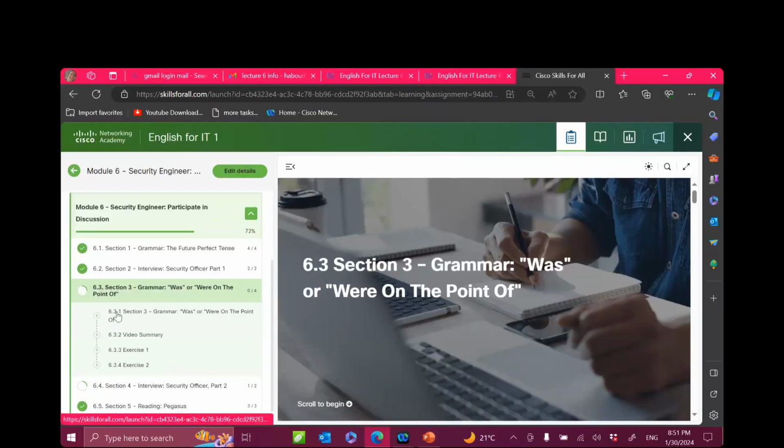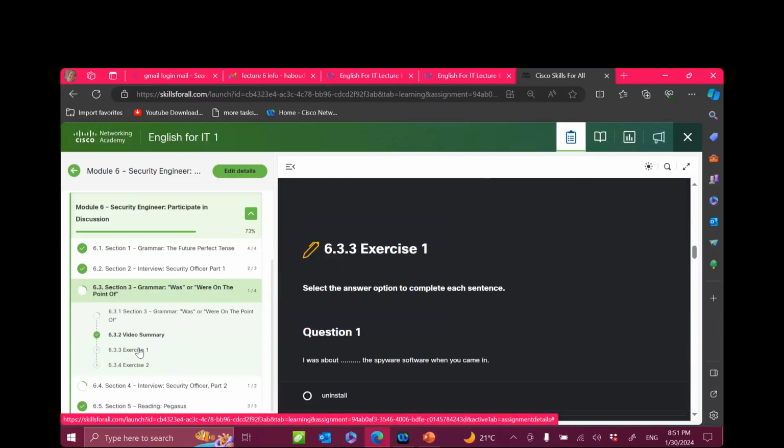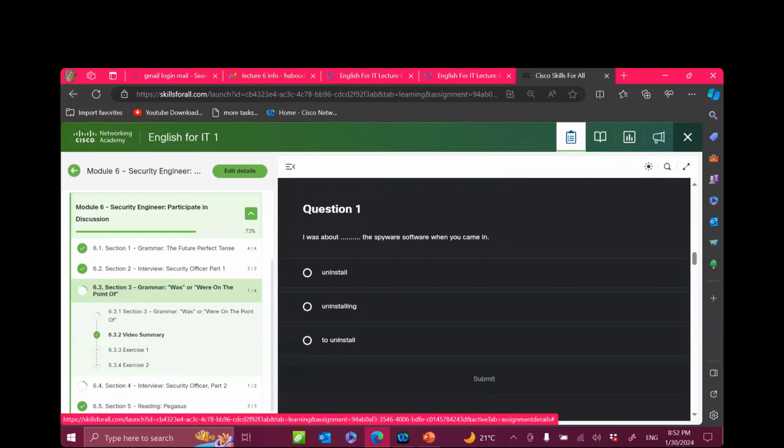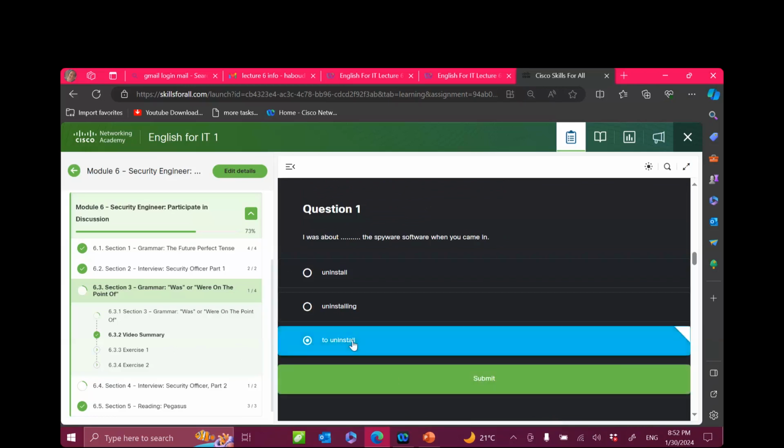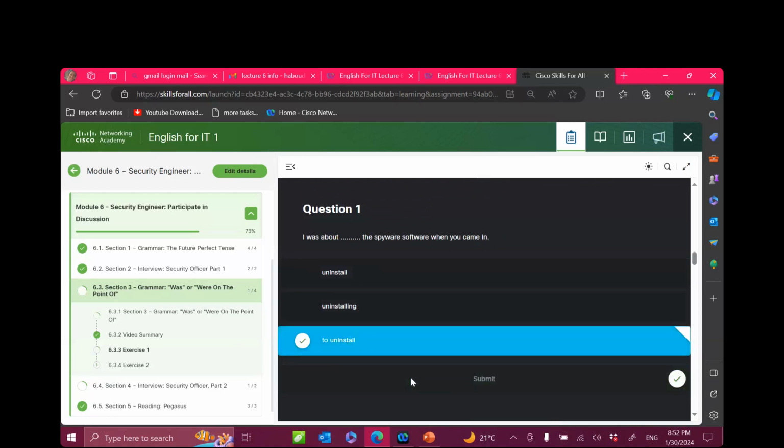Okay, so let's have a look at exercise 1. Select the answer option to complete each sentence. Question number 1. I was about the spyware software when you came in. So what is the answer? I was about to uninstall. What do you think? Correct. Very good. Why? Because do you remember I said I was about should be followed by to infinitive.